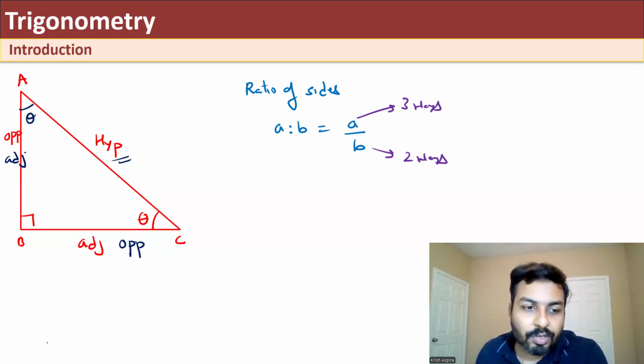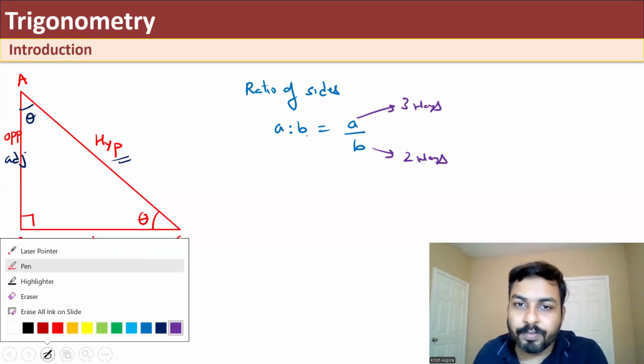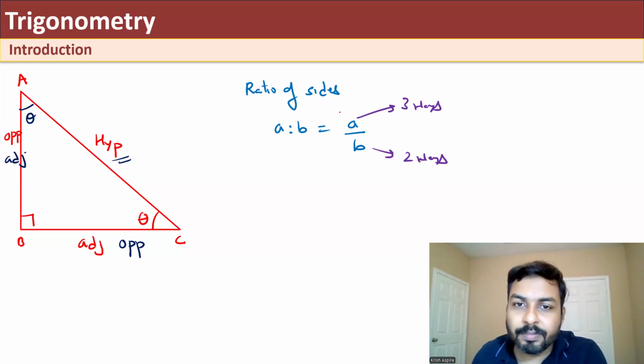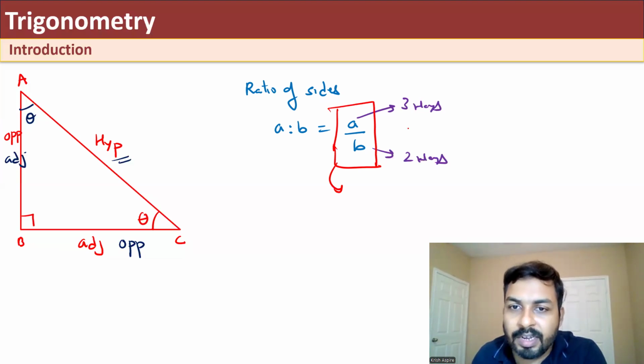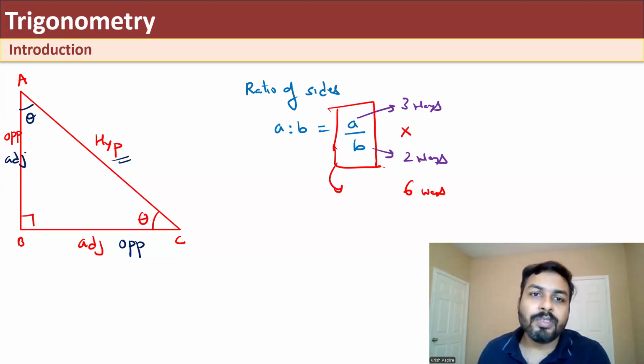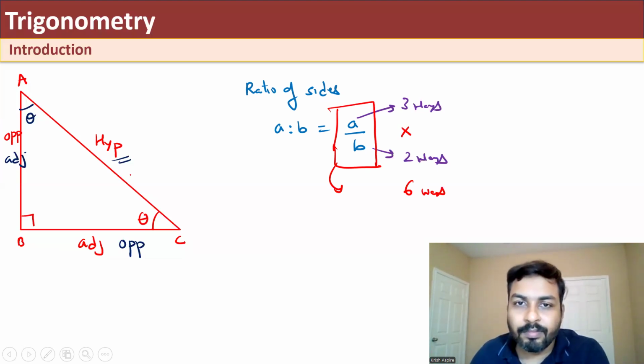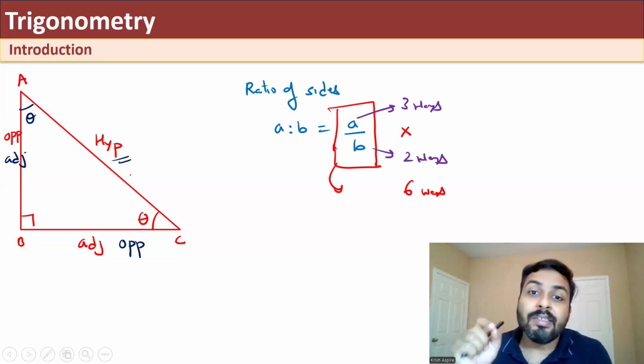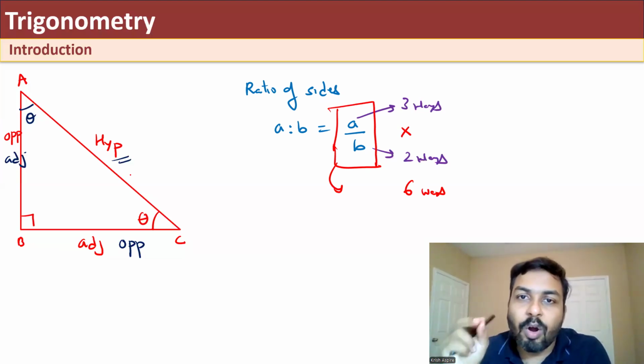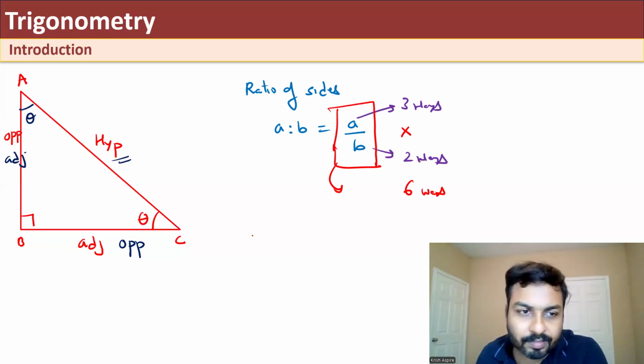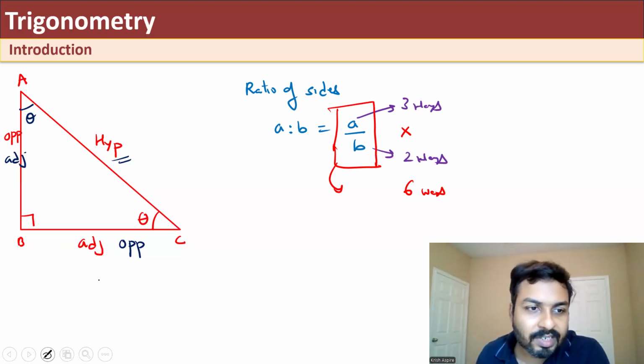So you tell me how many ratios are possible. Can I say 3 into 2? There are six ways or six ratios possible with these sides. Yes or no? These six ratios are called trigonometric ratios. And what are those six ratios? Let me write them.